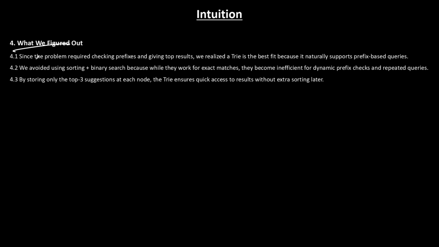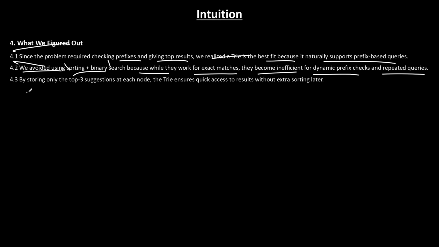Now what did we figure out? We figured out that since the problem required checking prefixes and giving top results, the trie is the best fit because it naturally supports prefix-based queries. We avoided using sorting plus binary search because while they work for exact matches, they become inefficient for dynamic prefix checks and repeated queries. You can also try coding the sorting plus binary search approach, right? Let's see what we get. By storing only the top three suggestions at each node, the trie ensures quick access to results without extra sorting later. Okay, so I hope you understood the intuition explanation. Now let's move to the next slide.